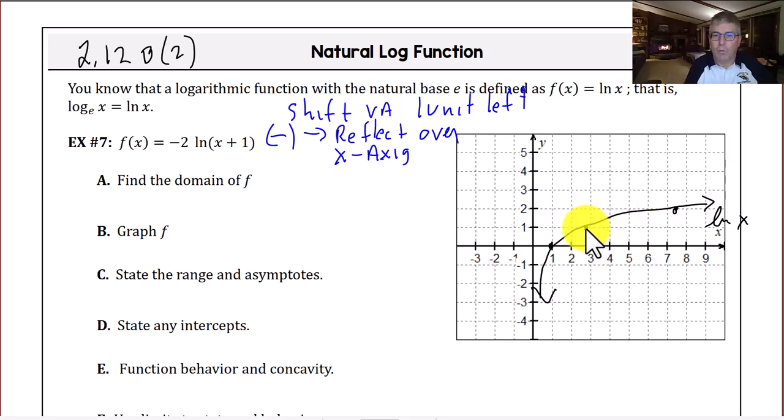We're going to move along the y's. So like this point here at (e, 1) is going to reflect to (e, -1), but that's not accounting for the horizontal shift. And the 2 means we're going to have a vertical stretch of 2.